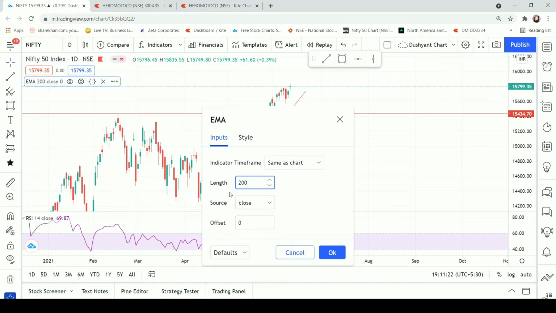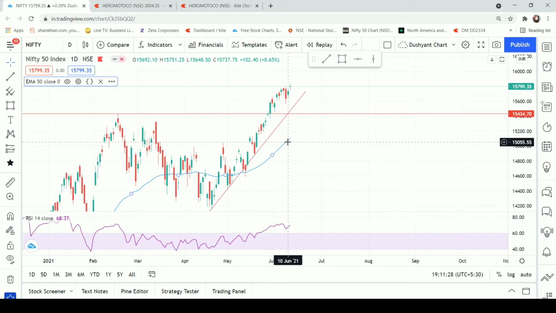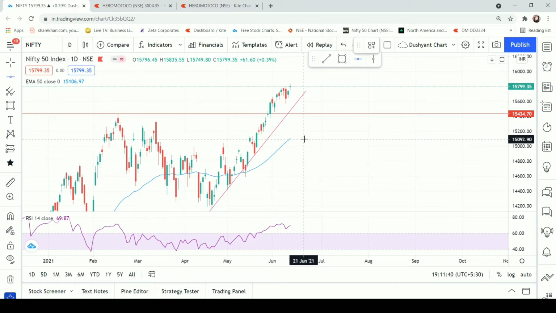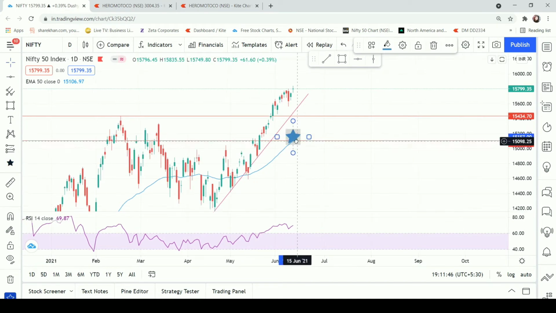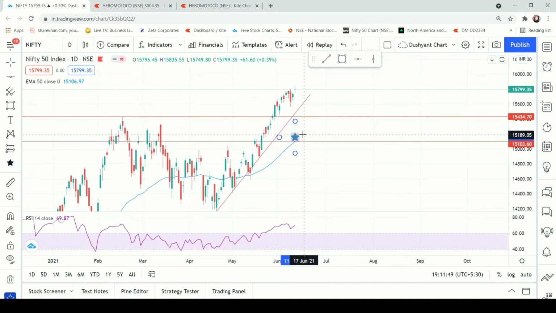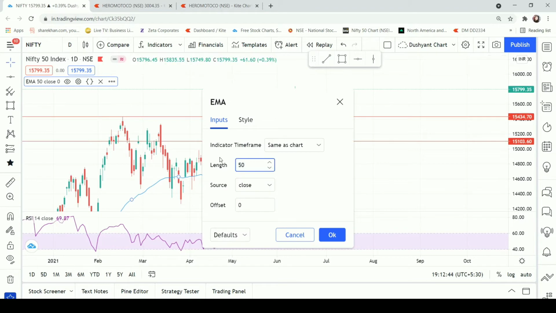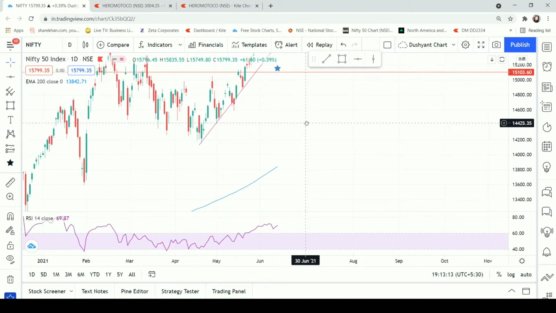So change it to 50. Okay, so this will give us the 50-day EMA. So we draw the line and here make the star. Okay, so what is the 200 EMA? The 200 EMA is very far.